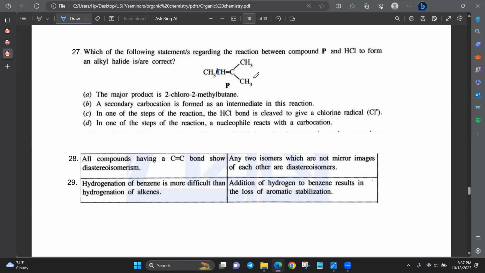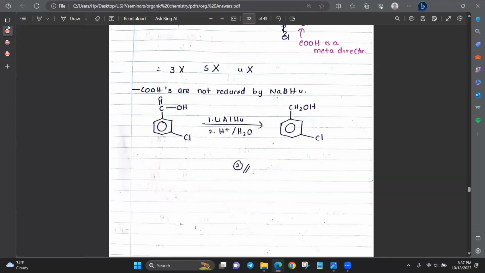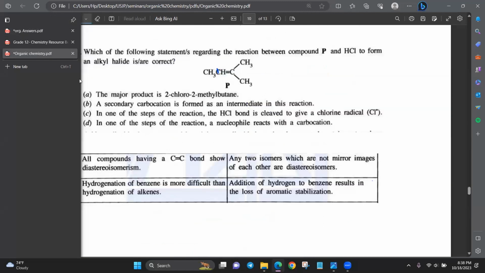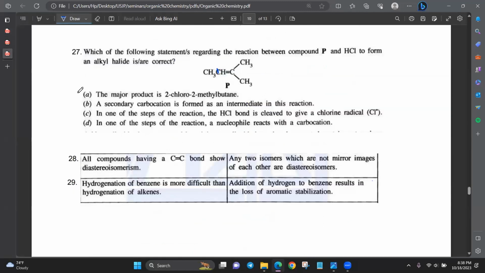Then what is the product? After the hydrogen gets attached, just draw the product and name it, and see whether that name is this. Okay, now we have reacted. We have got the product. Now we are naming the product. It's 2-chloro-2-methyl-butane. Therefore, statement A, 2-chloro-2-methyl-butane is the major product. So it is correct. Major product means the Markovnikov product.